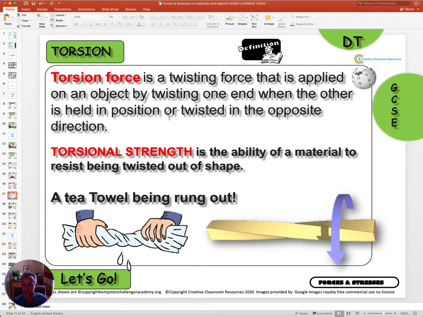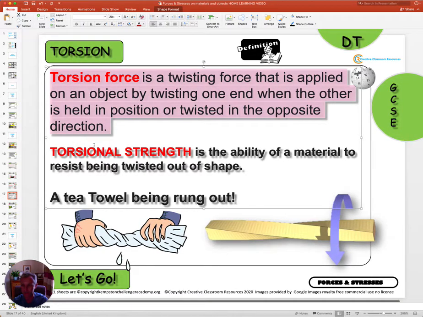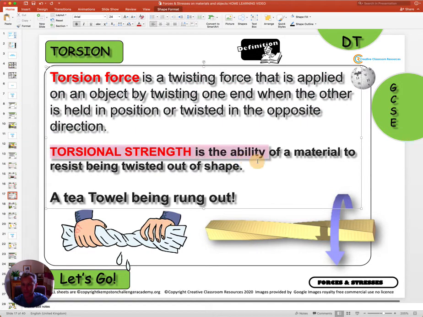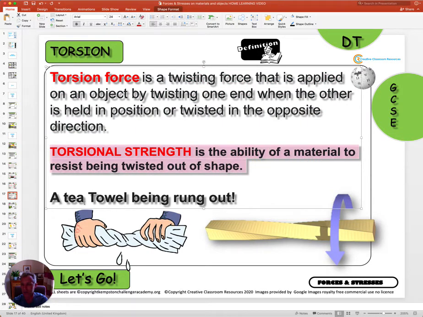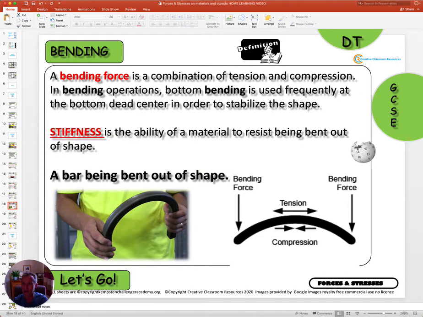So next one is what we call torsion force. This is the ability to withstand an object that has been twisted. If you measure the torsion strength of something, a tea towel being wrung out would have a low torsion strength, whereas if you've got a piece of wood and you try and twist it, obviously that's going to be very difficult. So this has a much higher torsion strength than this. Okay, bending. So bending again is very straightforward.